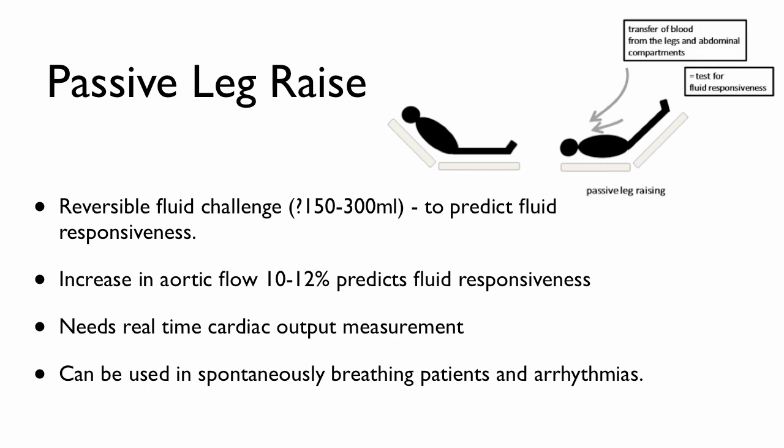And what you're looking for here is an increase in aortic blood flow of 10 to 12%, which predicts fluid responsiveness. To do this properly, you need real-time cardiac output measurement, which we'll talk about in a moment, to detect whether you get this increase in aortic flow or cardiac output. The advantage of this over the other mechanisms we've talked about is that passive leg raise has been a bit more validated in patients that aren't intubated, so they're spontaneously breathing, and it can also be used in arrhythmias such as AF.